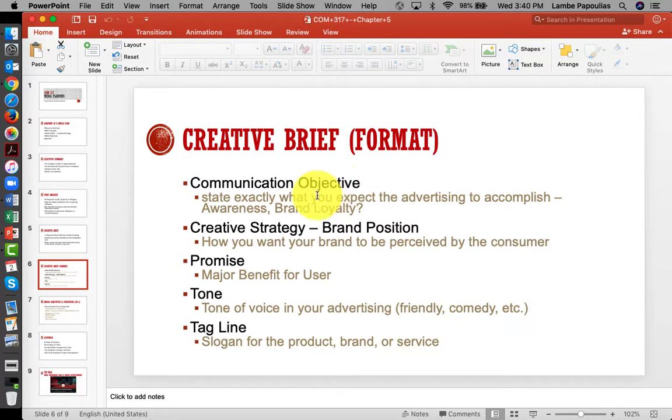You're going to have your communication objective, state exactly what you expect the advertising to accomplish, you know, what kind of awareness or brand loyalty that you want to have with it, your creative strategy, brand position, how you want your brand to be perceived by the customer, the promise, which is going to be the major benefit for the user, the tone, which is the tone of your voice in advertising, whether it's friendly, something a little bit more comedic, maybe serious, etc. And of course, your tagline, the slogan for the product, brand, or service. And this is what's going to really help the clients understand, okay, what's the creative aspect of this?